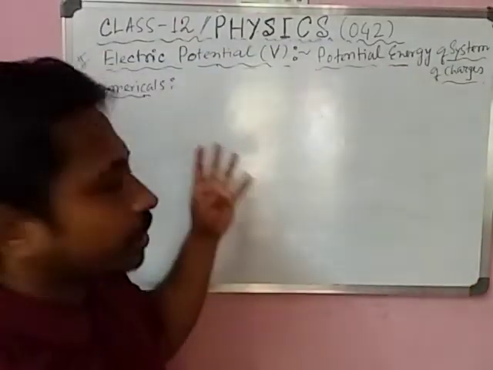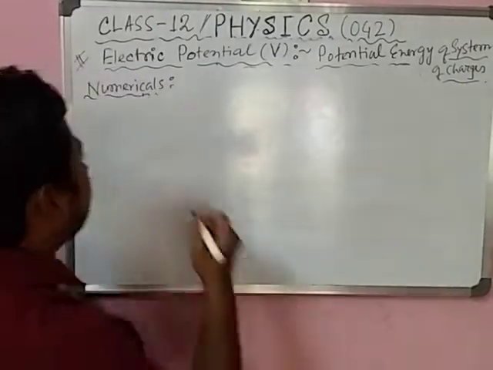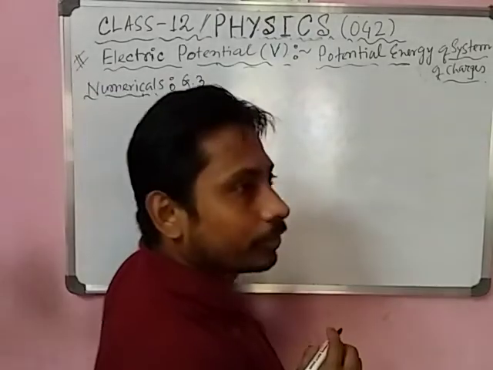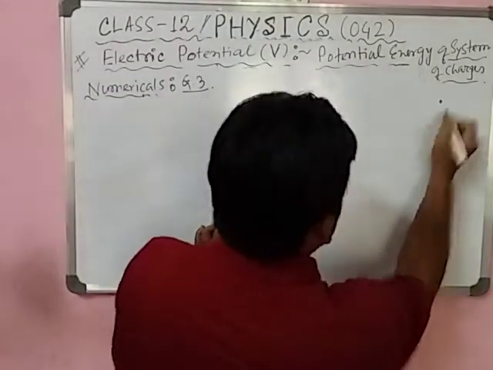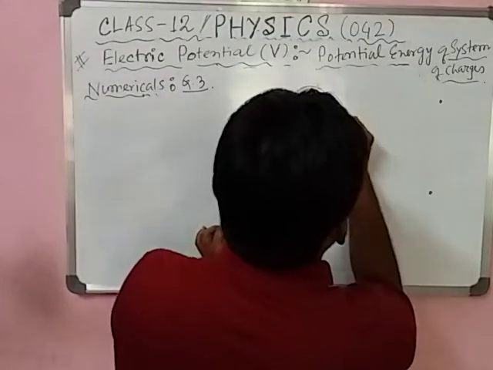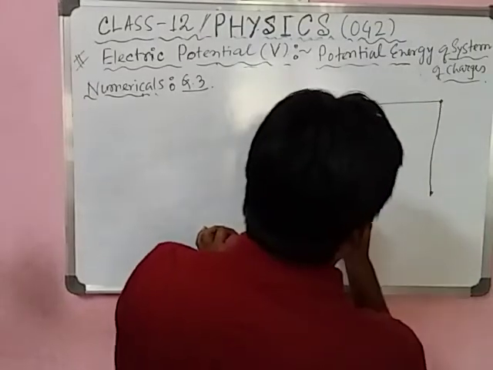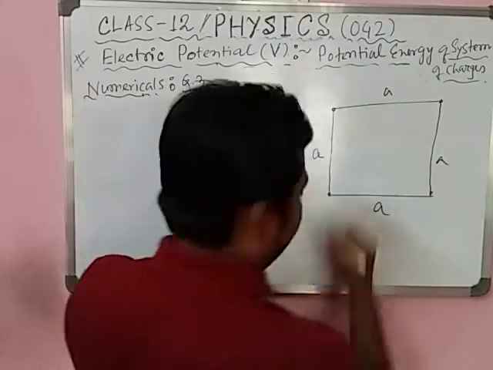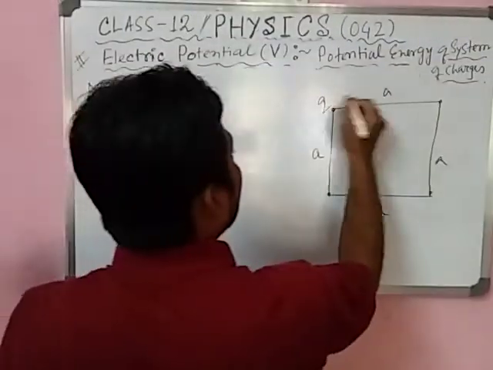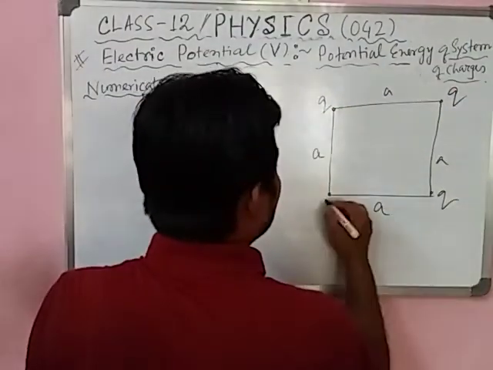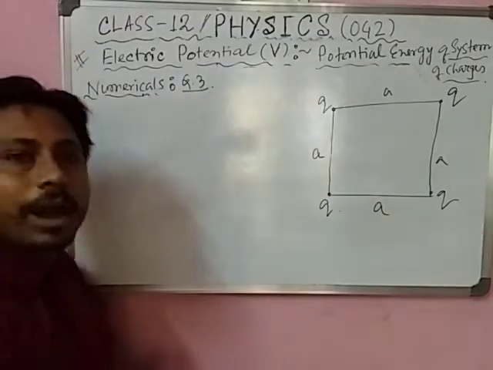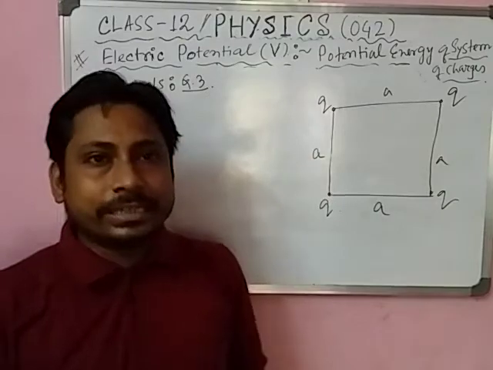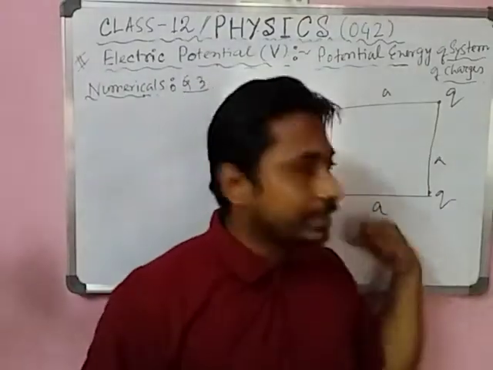Then numerical number 3. Now think there are 4 charges forming a square of side A, and the 4 charges are Q, Q, Q, Q. Students, you have to find out the work done, or the energy required, to form this system.